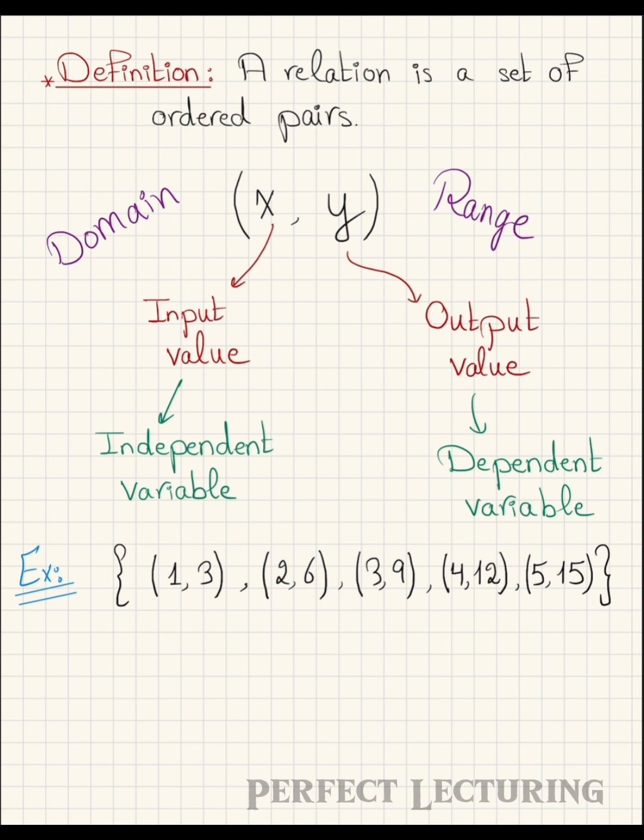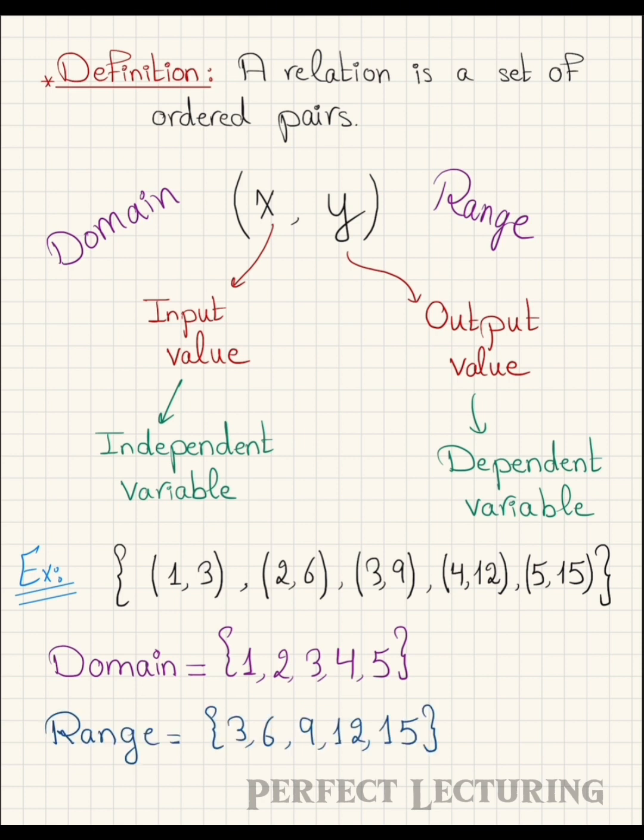Let us consider this example. What is the domain? As you can see, it is the set of all first components in the pairs, so it is 1, 2, 3, 4, and 5. On the other hand, the range will be the set of all second components in the ordered pairs, so it is 3, 6, 9, 12, and 15.